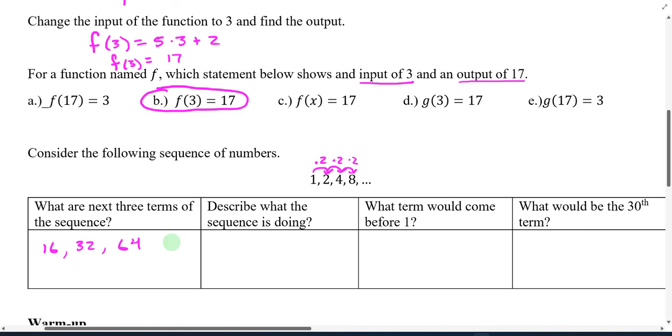All right, and then here it's asking us to describe what the sequence is doing. So just in words, describe what it's doing. And when you describe it, try and describe anything mathematical, right? So we had described the pattern as being a multiplication of 2 or a doubling pattern. So I would say the sequence is multiplying by 2.